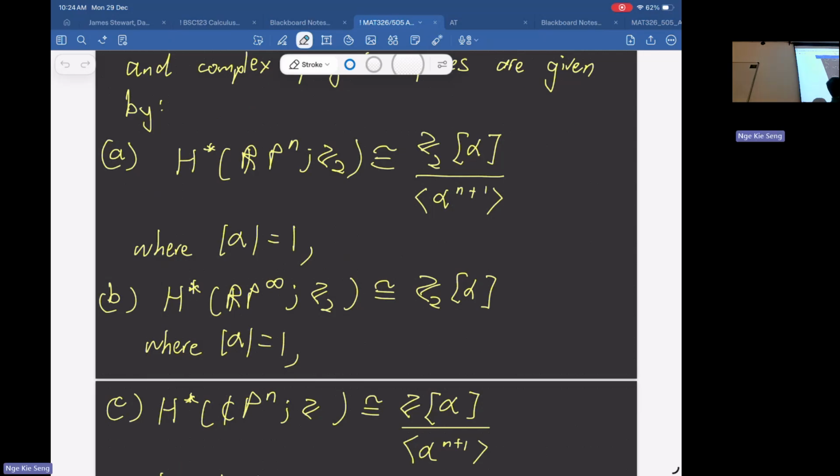So if you go to RP infinity, there's no finite n, so that means your alpha won't disappear. They will stay in different levels of RP infinity because RP infinity consists of all the RP^n.